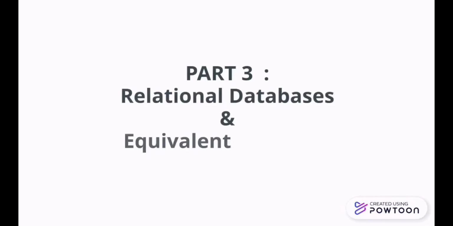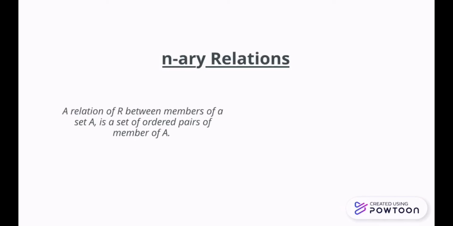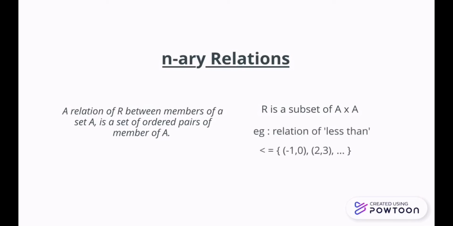Part 3. Relational databases and equivalence relations. Usually we know that a relation R between members of a set A is a set of ordered pairs of members of A. In other words, R is a subset of A cross A. For example, in the relation of less than that contains values of -1, 0, that means -1 is less than 0.